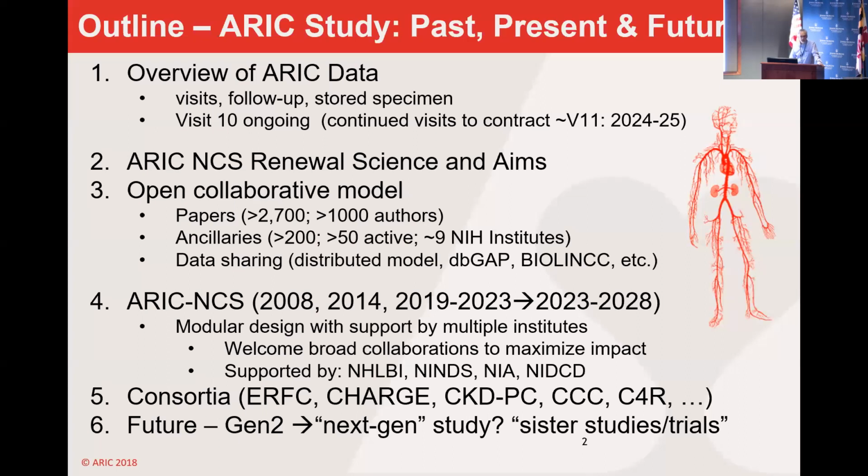So what does ERIC do? Right, so I'll outline a few things, an overview of the ERIC study data. I'll talk a little bit about that. We have visits, follow-up, stored specimens. Visit 10 is ongoing. It's a vascular study, right? And I've picked this because the blood vessels go everywhere.